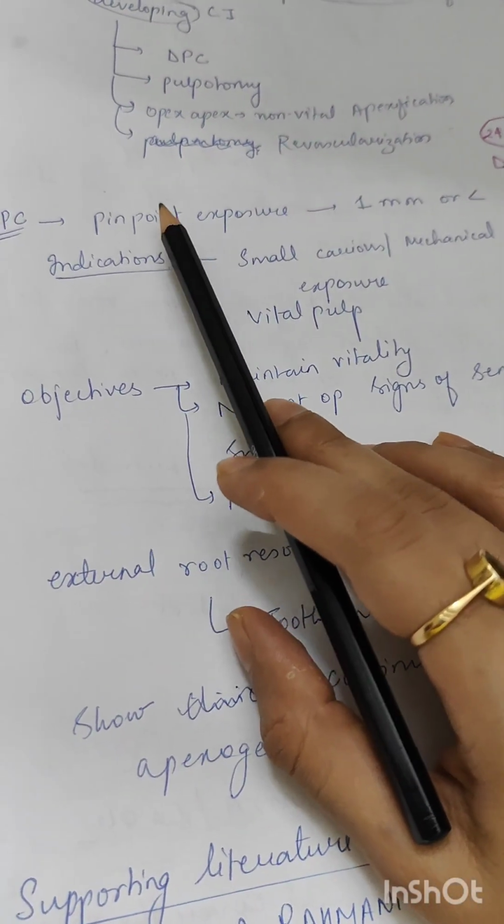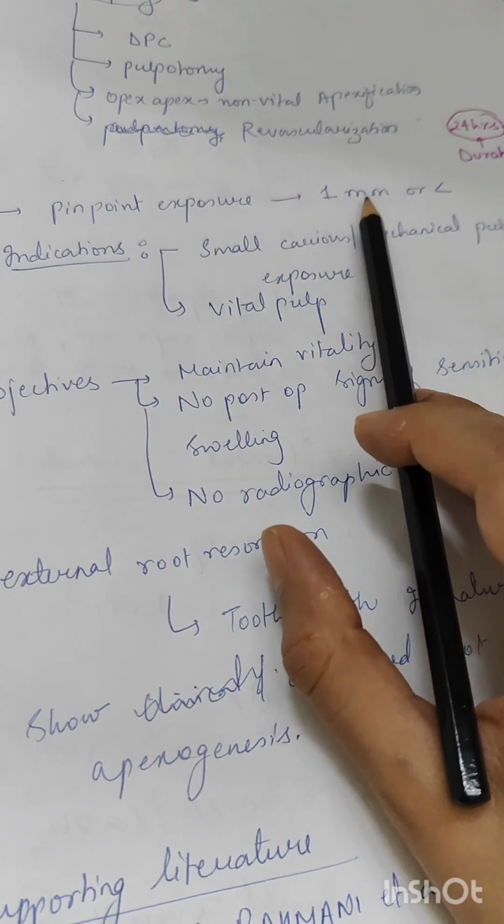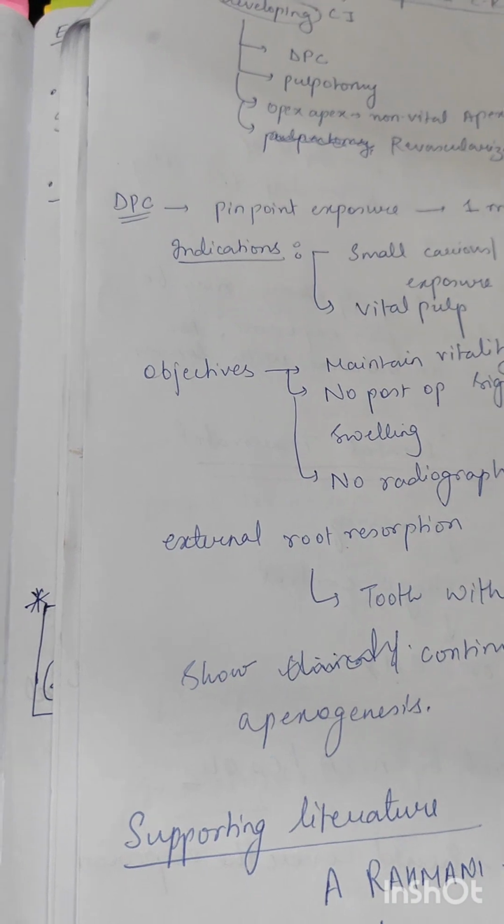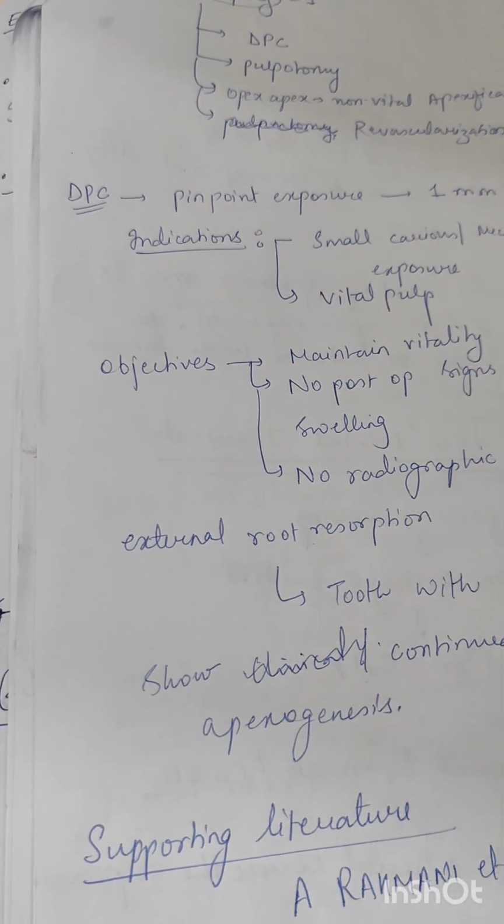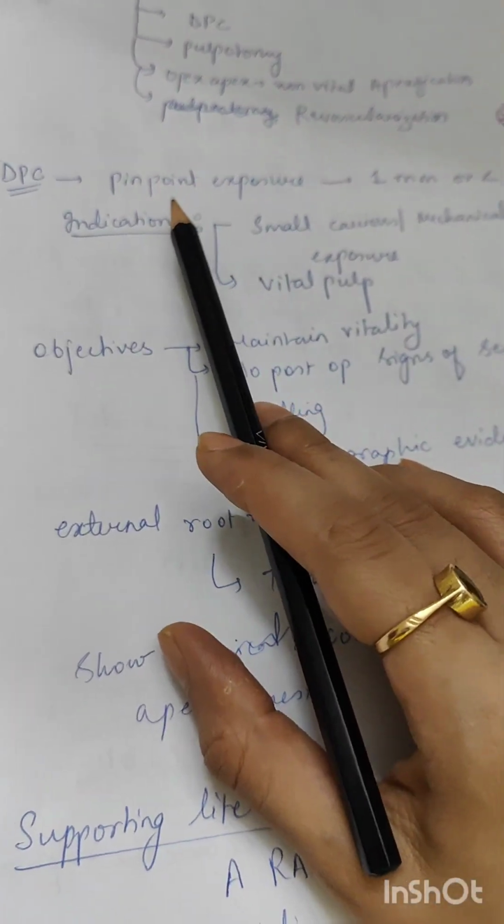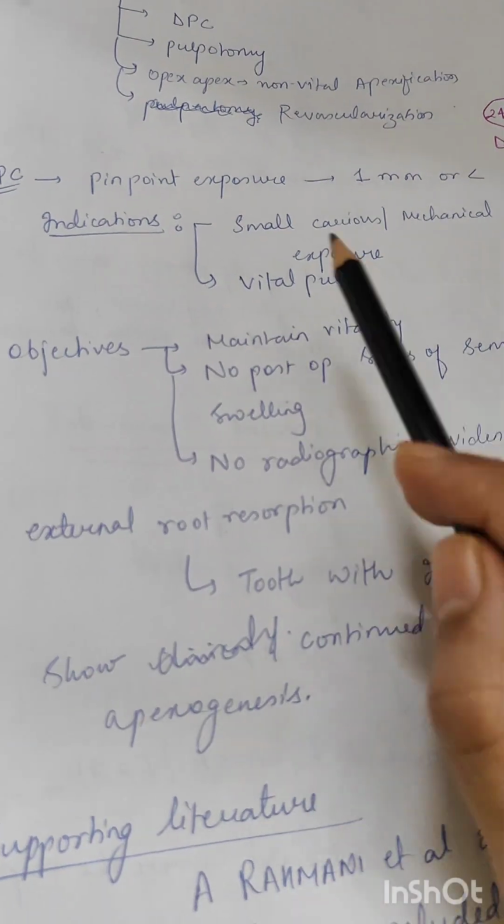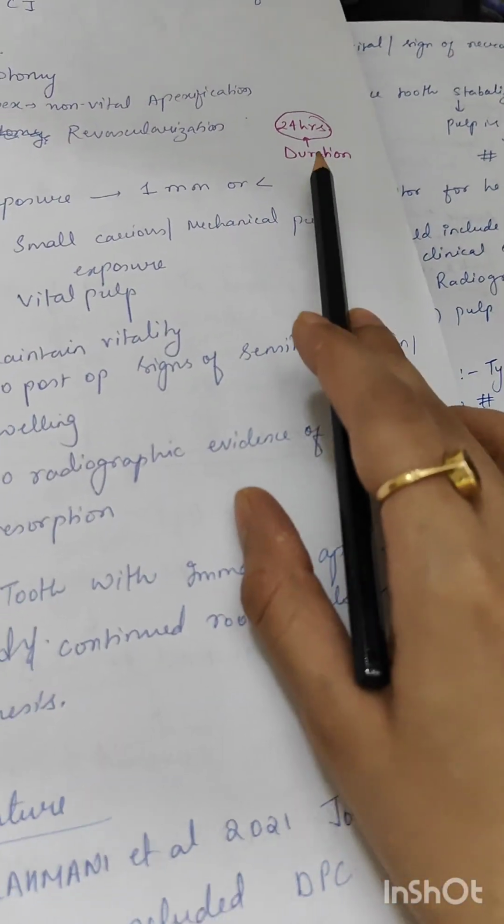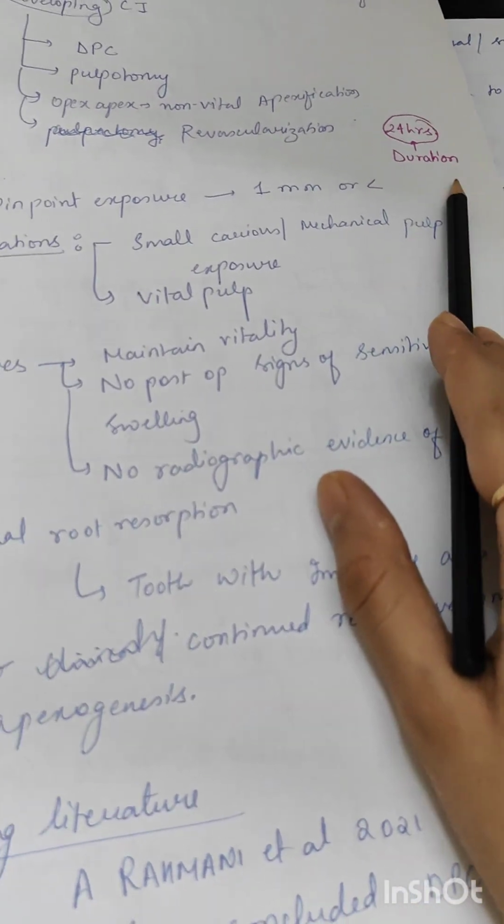It is a pinpoint exposure, that is 1 mm or less than 1 mm. For direct pulp capping and all these definitions, you have to go to my older video on direct pulp capping definition; there I have explained. So when do we do that? When there is a pinpoint exposure, 1 mm or less, and the patient should report within 24 hours.